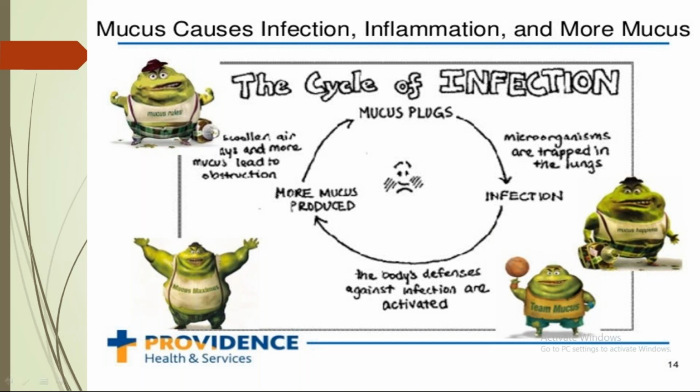Mucus plugs lead to microorganisms being trapped in the lungs, leading to infection. Body defenses against infection are activated, leading to more mucus production, leading to deposition of mucus plugs. This is a sequelae. As patients have abnormality in clearance of mucus plugs, they are more prone to infection. To combat infection, our body defense will activate, leading to more mucus production. Finally, there will be deposition of mucus plugs and obstruction, leading to respiratory failure.